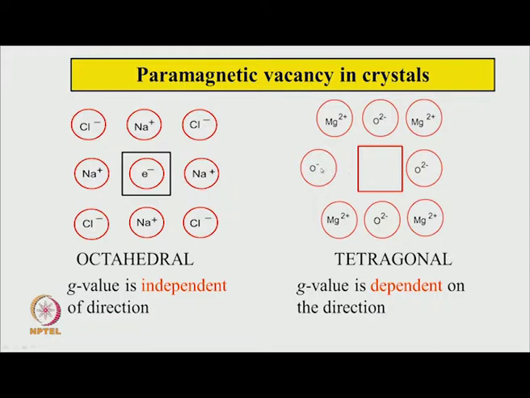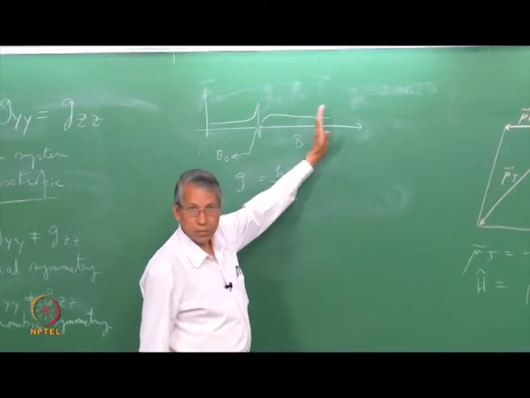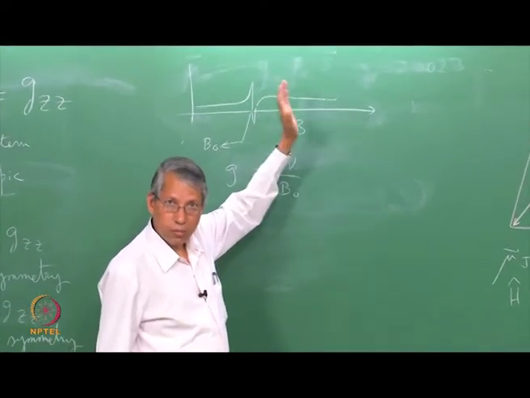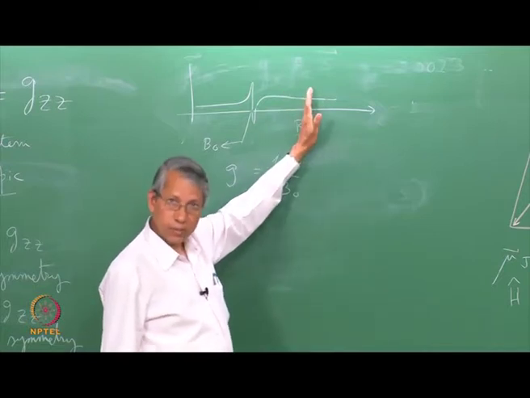Therefore, this is no more a cubic symmetry. It has a symmetry axis along this direction now. For this, the G value is dependent on the direction. That is, if you do the same experiment here and rotate the crystal, the position is going to change in a certain way, and wherever it changes, I get an effective G at that particular orientation at that magnetic field.